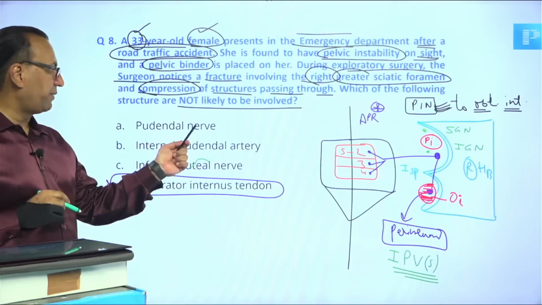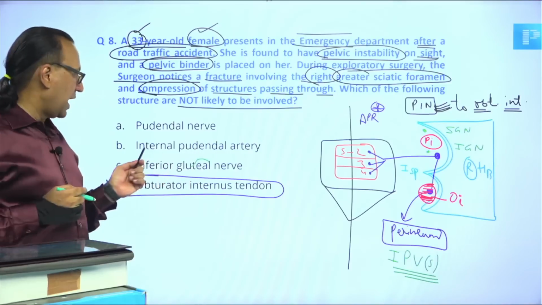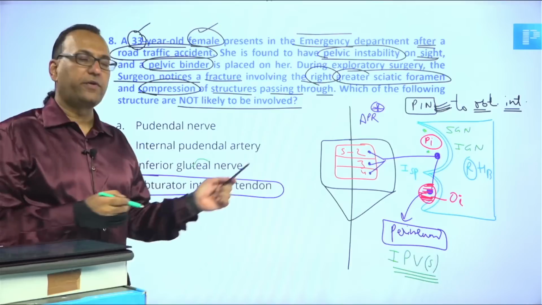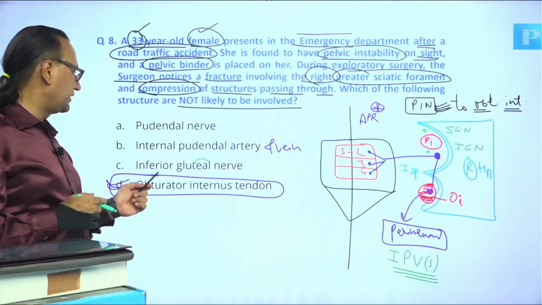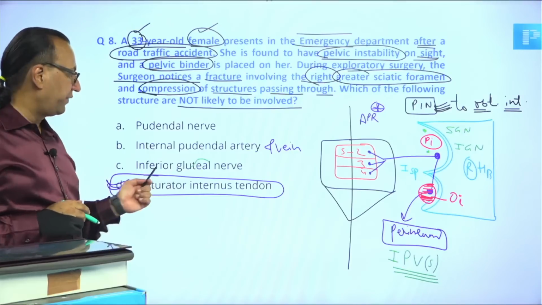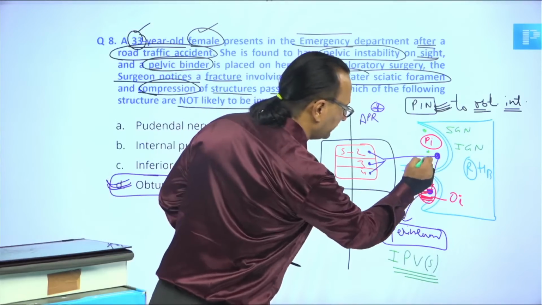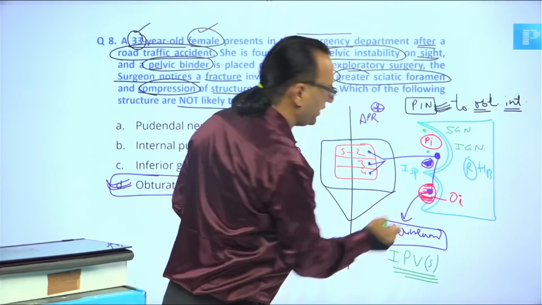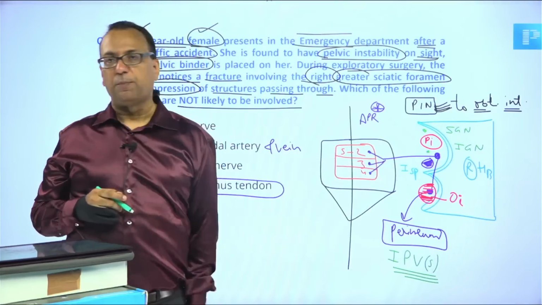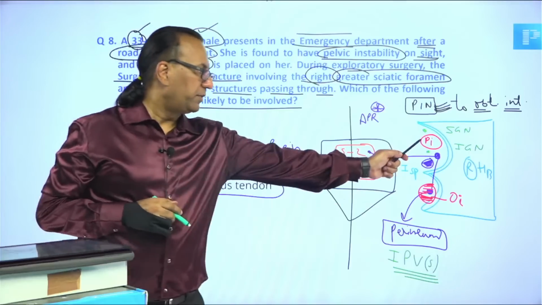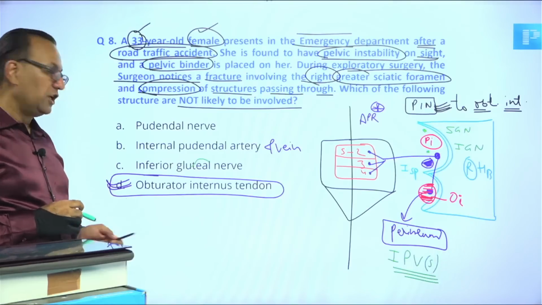You mean to say the pudendal nerve passes the greater sciatic notch? Not only greater, it passes the lesser also. And what about the internal pudendal artery? Not only the artery but also the vein passes both foramina. What about the inferior gluteal nerve? Not only the inferior gluteal nerve but the sciatic nerve also passes inferior to piriformis. And what is superior to piriformis? The superior gluteal nerve, and the answer is obturator internus tendon, choice D.